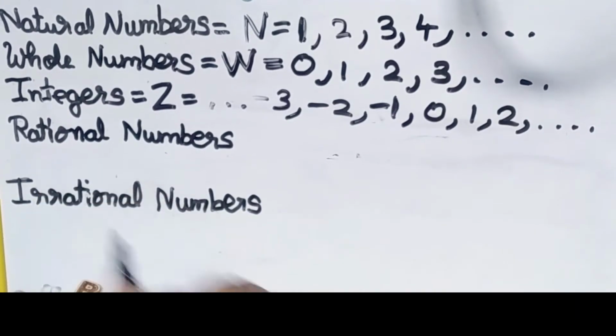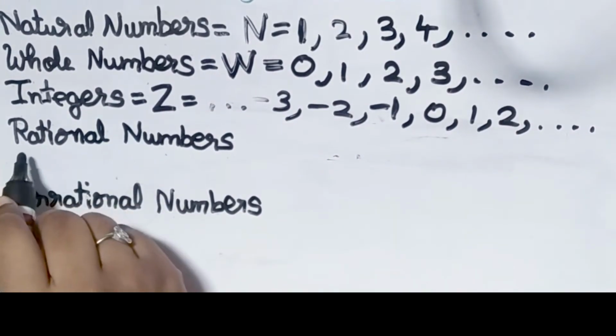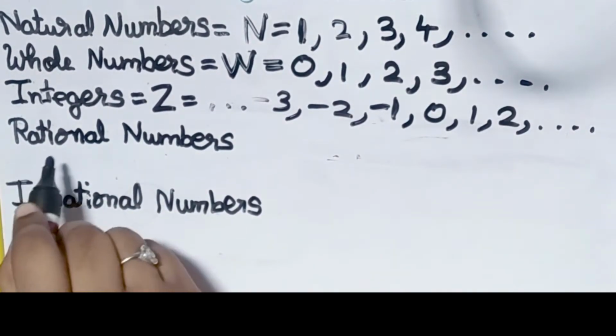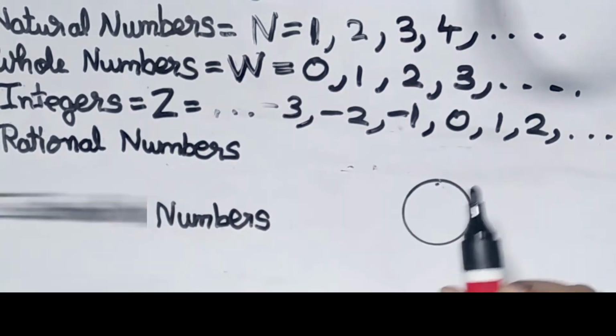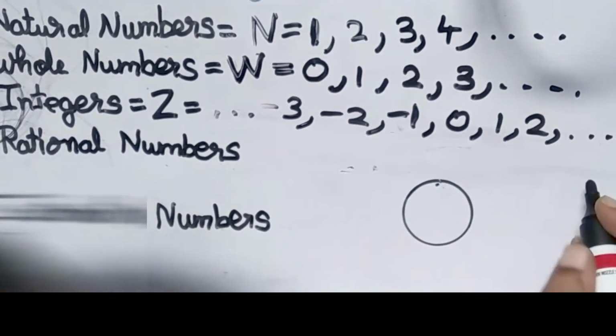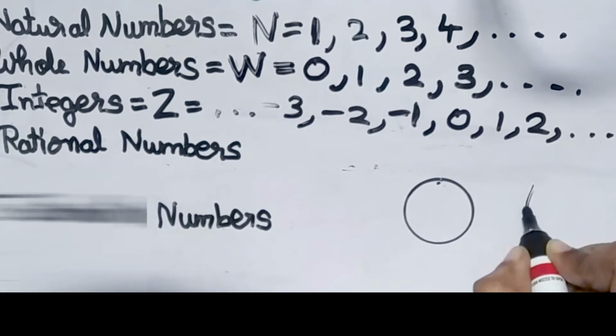Now what is a rational number? From the name itself you can see rational, R-A-T-I-O, ratio. This means rational numbers are the ratio of two integers. After learning integers, what we have seen, see, this is one circle.